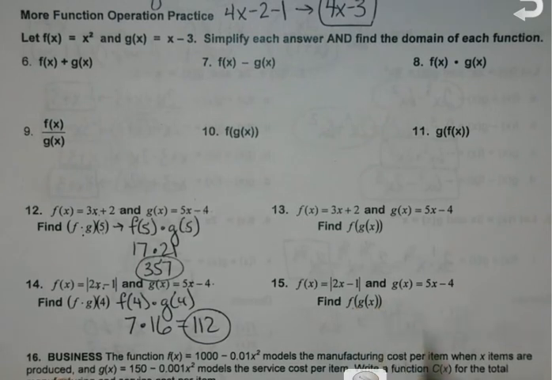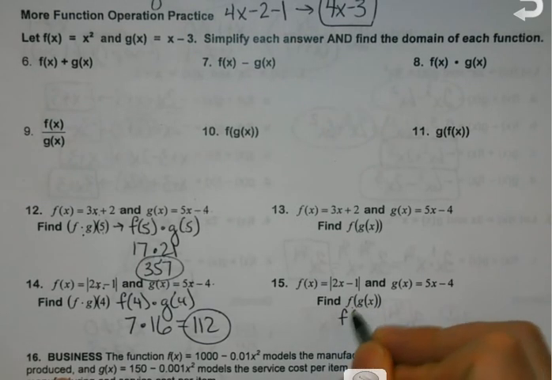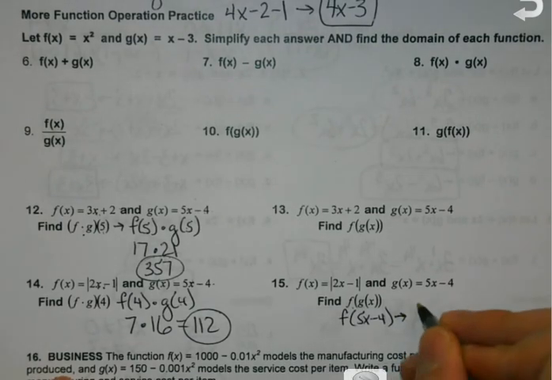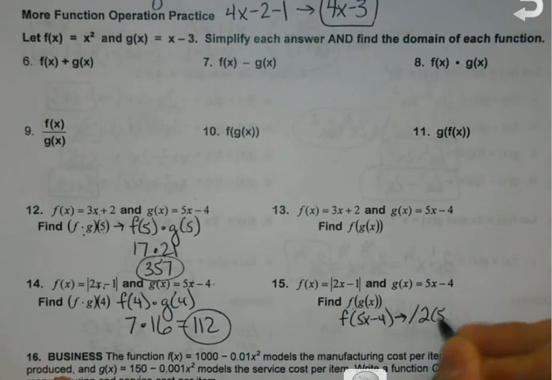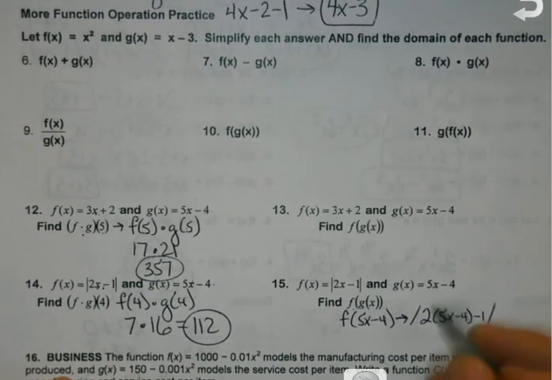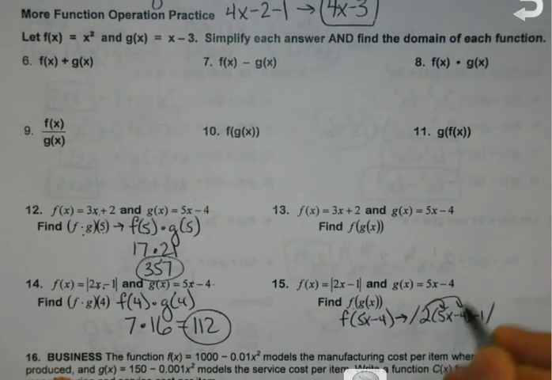F of g of x. In other words, take f, plug in g of x. Even into an absolute value. Distribute on through. So 5 times 2 would be 10x. 2 times negative 4 is negative 8. Minus 1 is negative 9.